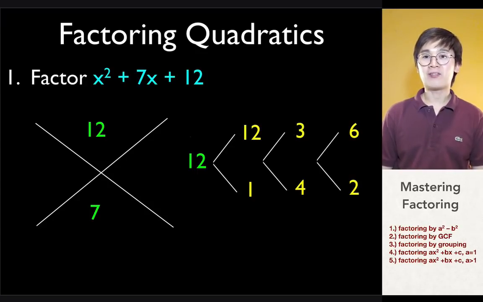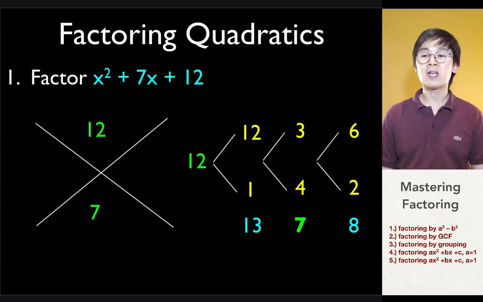Now all of them are factors of 12 because 12 times 1 is 12, 3 times 4 is 12, and 6 times 2 is 12. However, if you take the sum of the factors of these sets, the first set will equal 13, the second set is 7, and the third set is 8. So notice that the middle term of our quadratic equation is 7, which means the pattern that we're looking for will only work for 3 and 4.